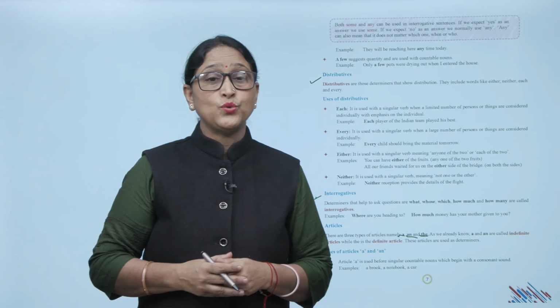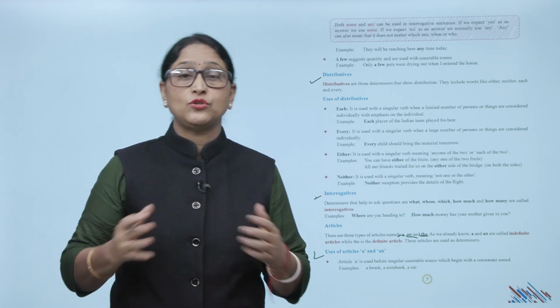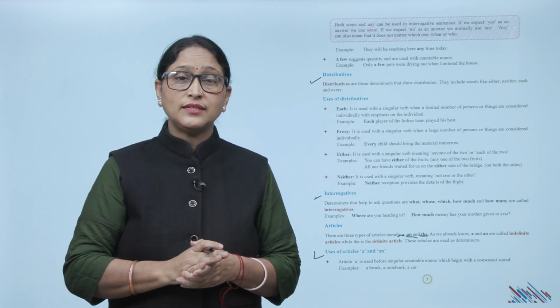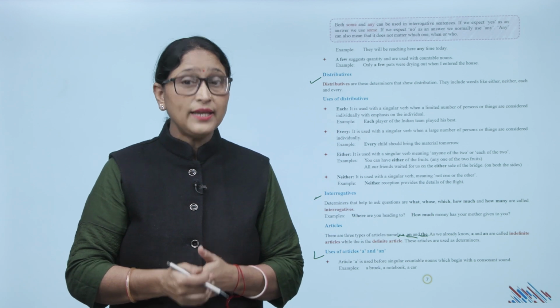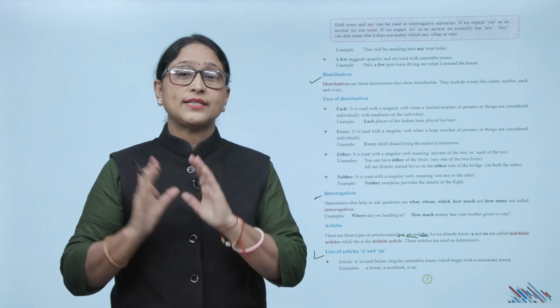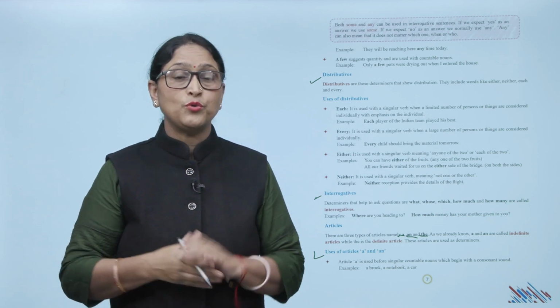Article a is used before singular countable nouns which begin with a consonant sound. a का यूज़ कहाँ करते हैं? काउंटेबल नाउन से पहले, सिंगुलर काउंटेबल नाउन से पहले जिसमें कॉन्सोनेंट साउंड होता है. एग्जाम्पल: a book, a notebook, a car.